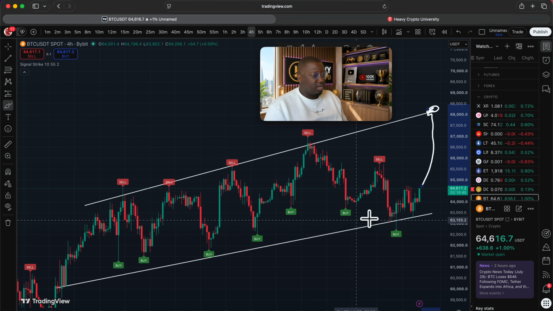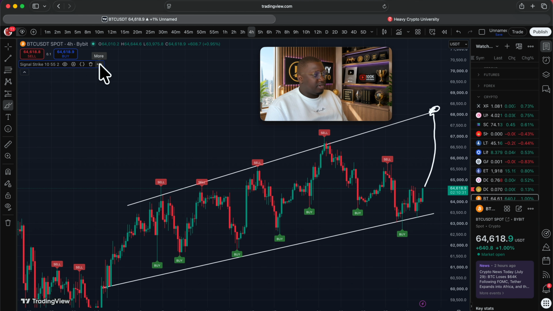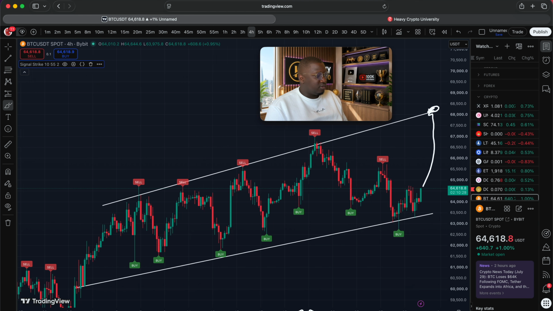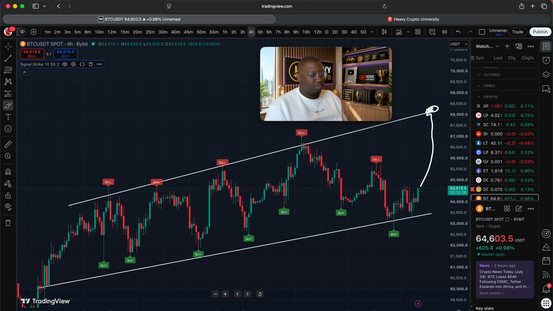Well, I use an alert. Let me tell you how exactly I use this indicator. I go to Signal Strike settings and then add an alert. What I mean is, whenever I get a buy or sell signal, I get an alert on my phone telling me that it's time to buy or sell, so that I won't miss these signals in time.